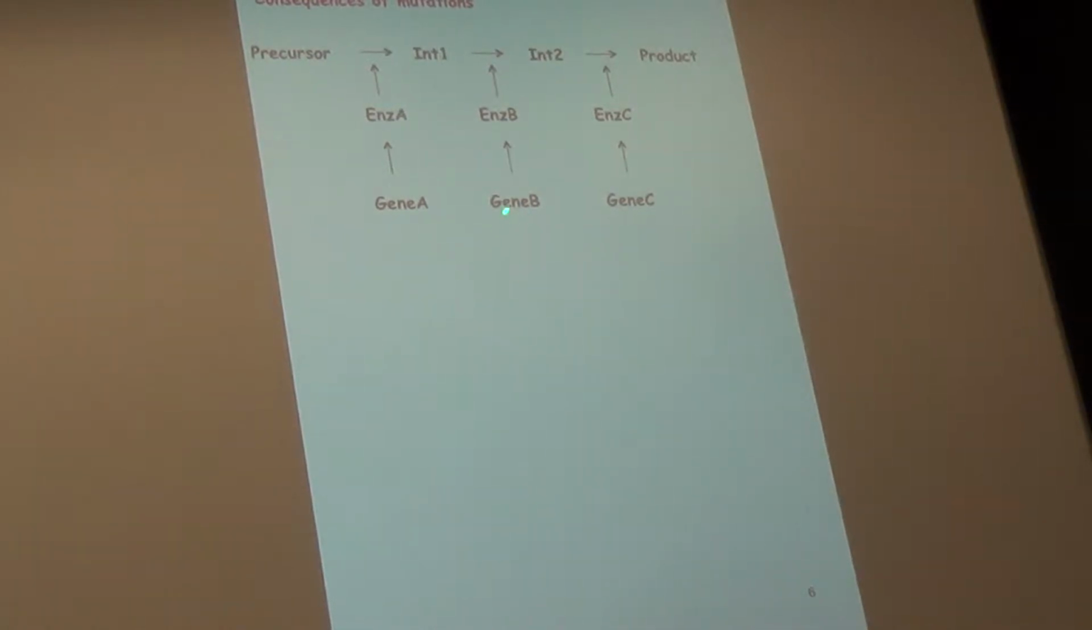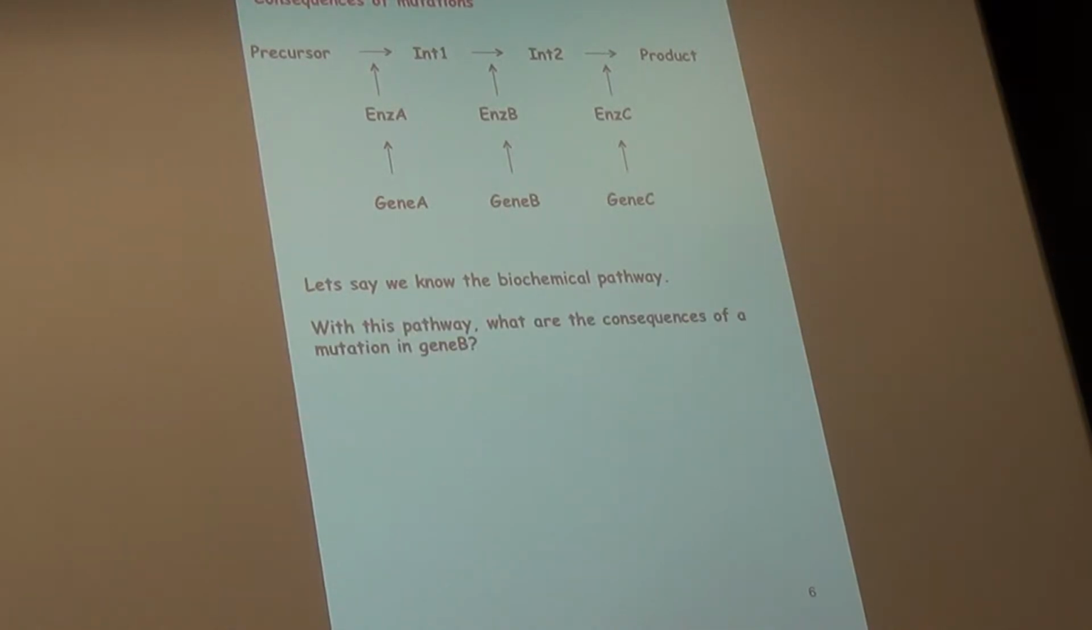Mutation in gene B, also no product. Mutation in gene C, also no product. So, what are the consequences of a mutation in gene B? Let's say we have a mutation here.